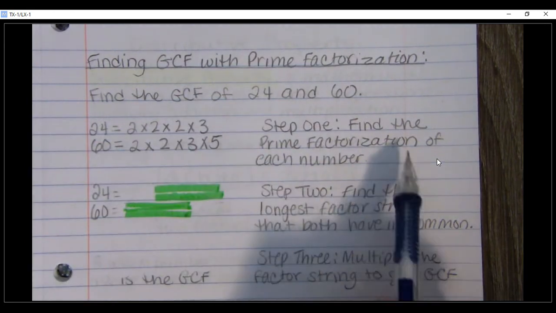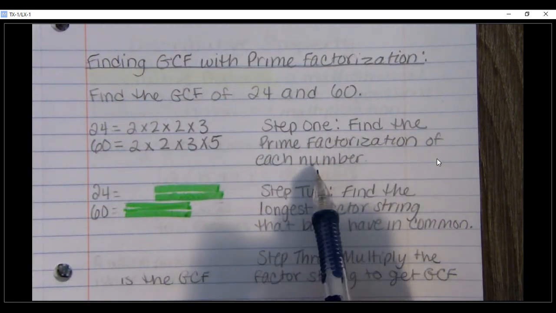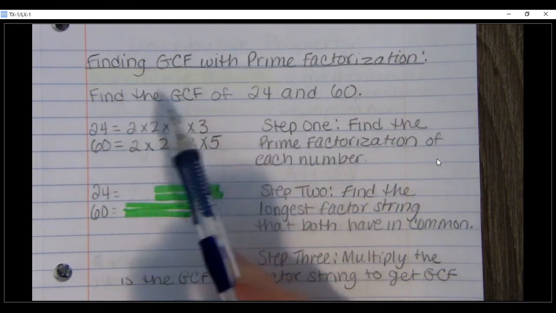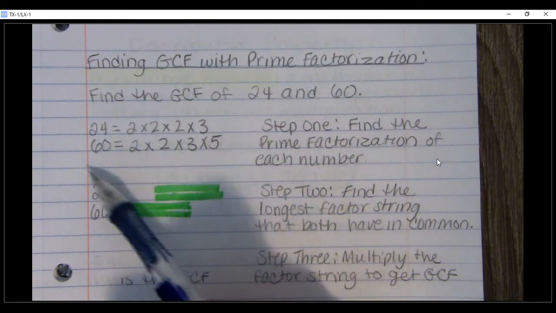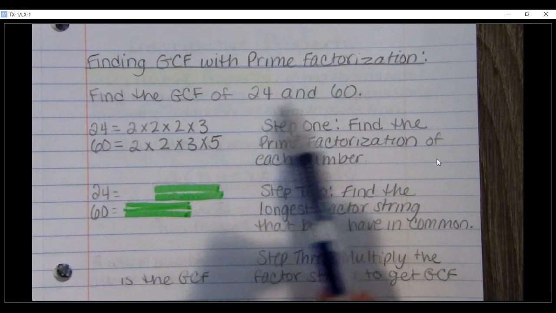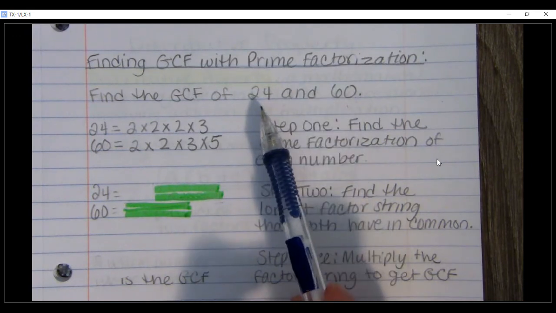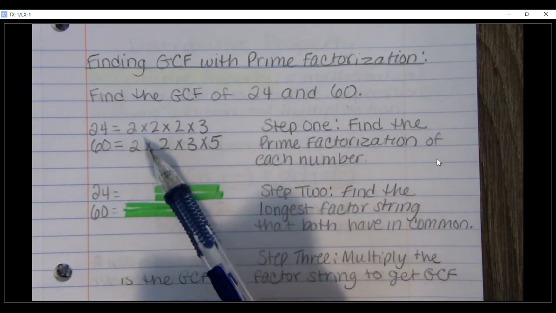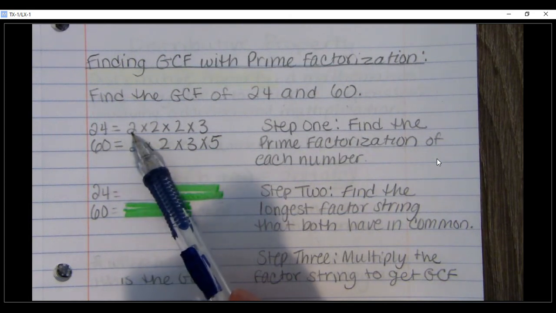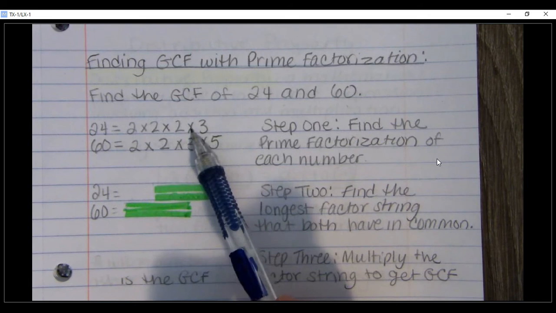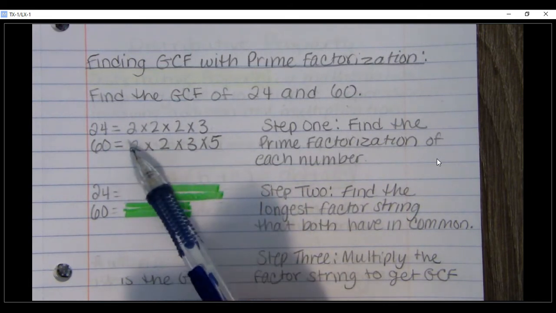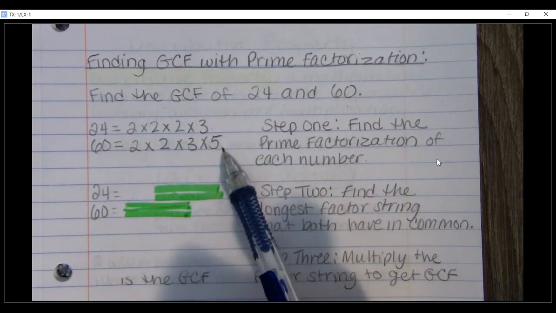Step 1: find the prime factorization of each number. I've already done this for you in this example so that I can show you the new parts, but we've talked about how to find the prime factorization of each number. If you need a review, make sure to look at the other video. After completing those steps, I found the prime factorization of 24 was 2 times 2 times 2 times 3, and the prime factorization of 60 was 2 times 2 times 3 times 5.